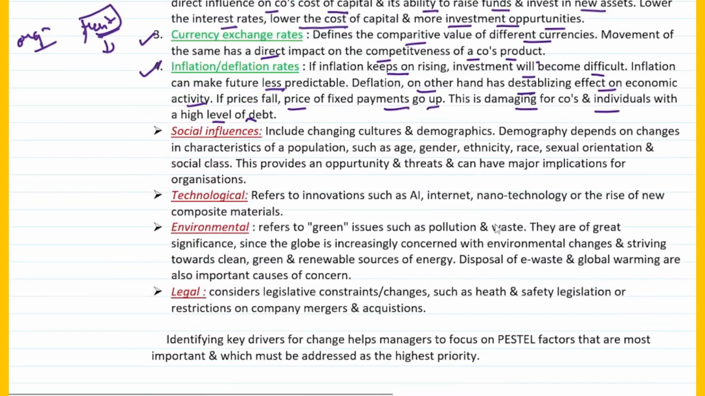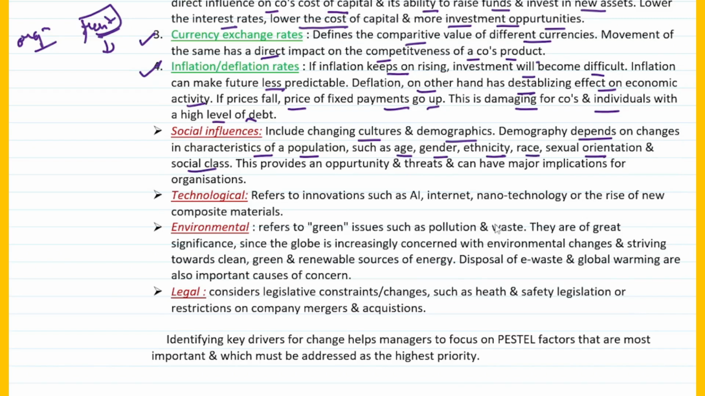Right? And then we come to PESTEL's S. Okay, what is S? S is nothing but social influence. Social influence talks about what? It includes changing cultures and demographics. So any change in the culture or the demography of a country, in that case PESTEL's S is taken into account. Fine. Demography means what? Demography depends on changes in characteristics of a population such as age, gender, ethnicity, race, sexual orientation, and social class.